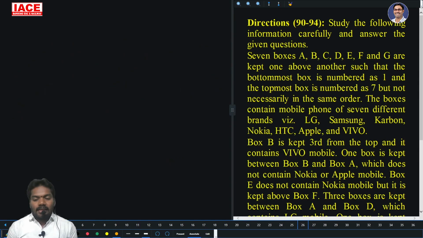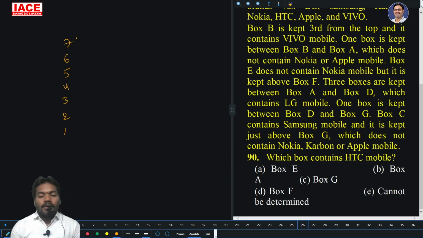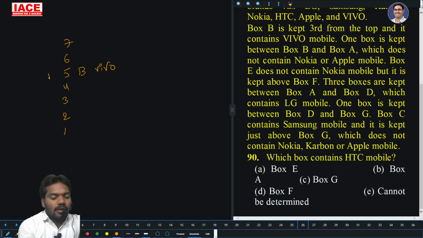Okay, 7 boxes here, A to G, are kept one above another such that the bottommost box is number 1 and the topmost box is number 7, but not in the same order. The boxes contain mobile phones of 7 different brands. 1, 2, 3, 4, 5, 6, 7. B is kept third from the top and it contains Vivo mobile. So B has Vivo.